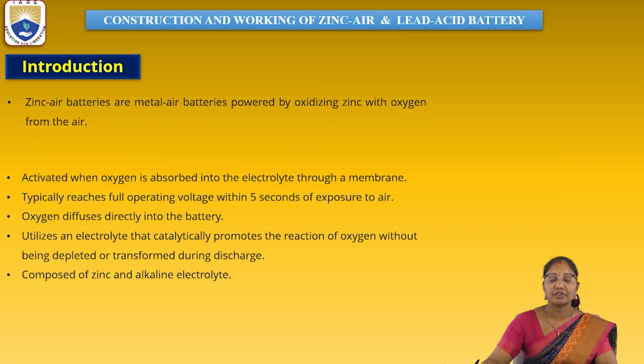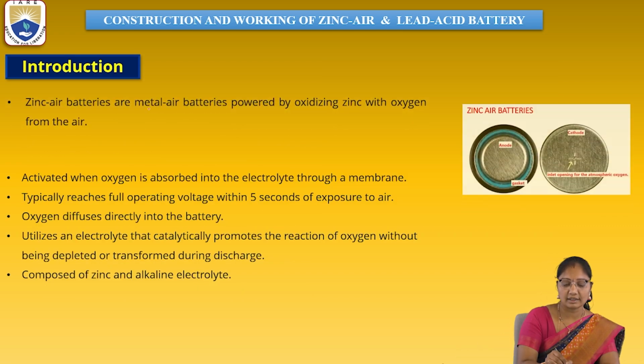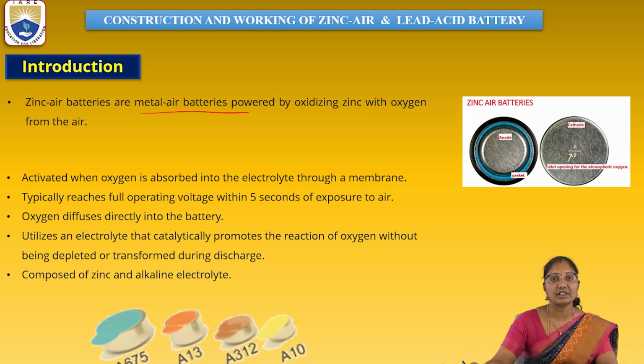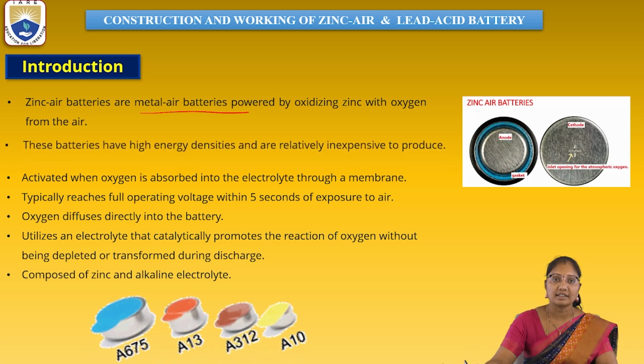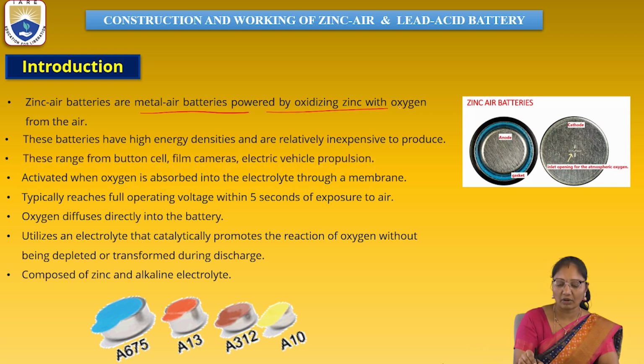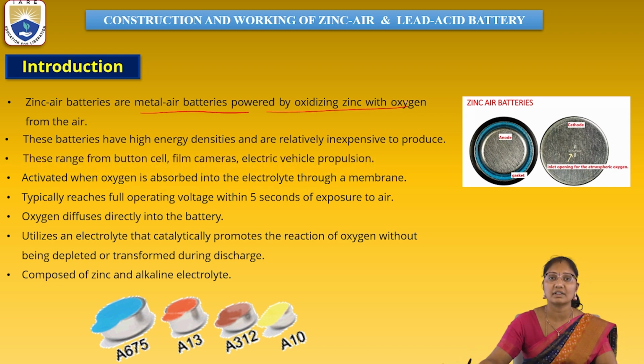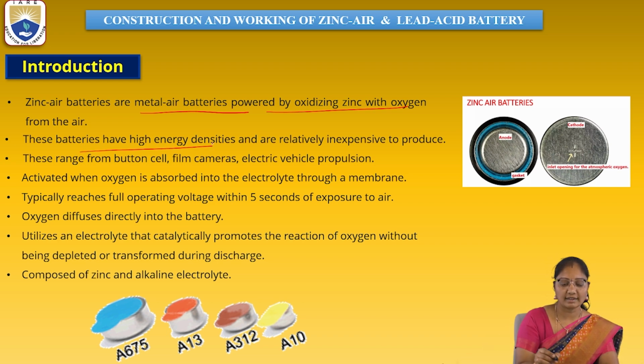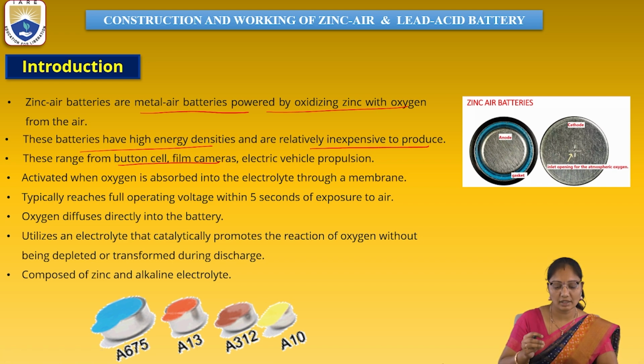So coming to the introduction, these zinc air batteries are metal air batteries. The name itself indicates zinc and air. Zinc is a metal, and the metal air batteries are activated by oxidizing zinc with the oxygen present in the air. These batteries have high energy densities and are relatively inexpensive to manufacture. They range from small button cells to larger sizes used in film cameras and also in electric vehicle propulsion.